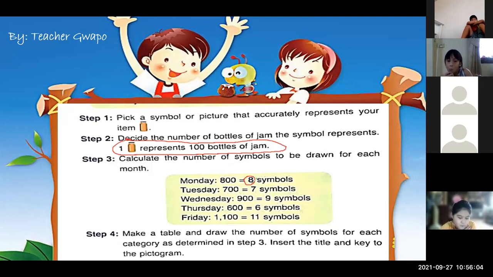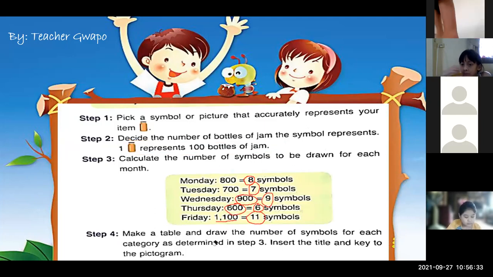On Tuesday, you can see here 700. On Wednesday, 9 means 900. 6 means 600. 11 means 1,100. Okay. Now, let's try to answer in your book.